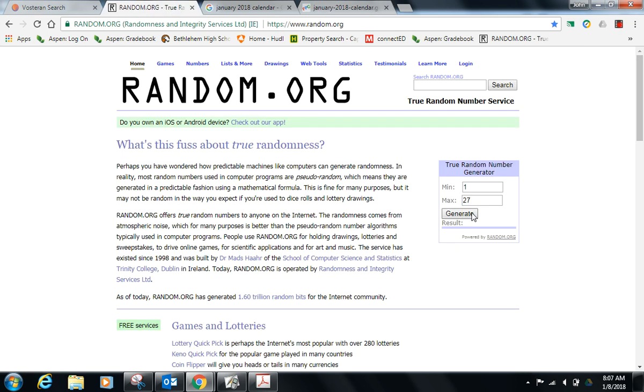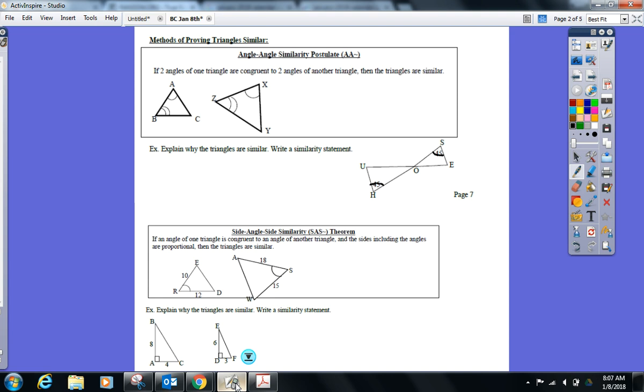Two triangles. Here we go. Oh, we're on fire. Nothing yet. All right, what do you got for me? The vertical angles, right? Angles UOH and SOE are congruent. So does everyone see these triangles are similar by angle, angle? Write the statement for me now. Write a similarity statement.